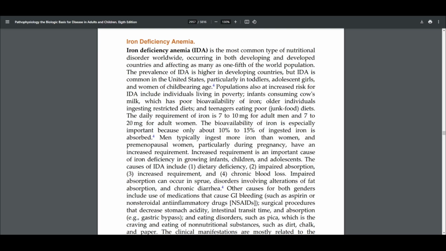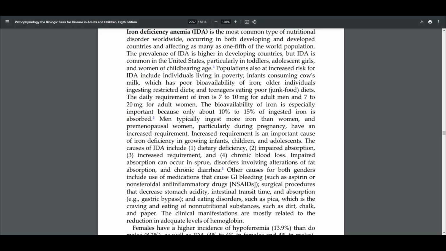The daily requirement of iron is about 7 to 10 milligrams for the adult man and 7 to 20 milligrams for the adult woman. The bioavailability of iron is especially important because only about 10 to 15% of the ingested iron is actually absorbed. Men typically ingest more iron than women, and premenopausal women, particularly during pregnancy, have an increased requirement. Increased requirement is an important cause of an iron deficiency in growing infants, children, and adolescents.